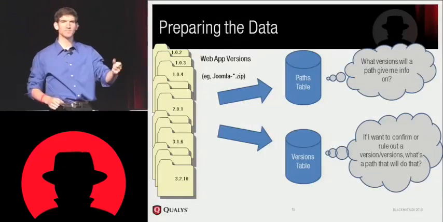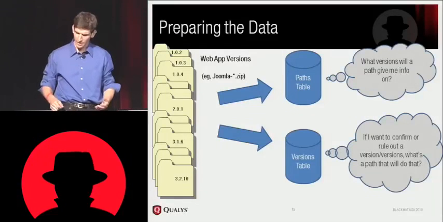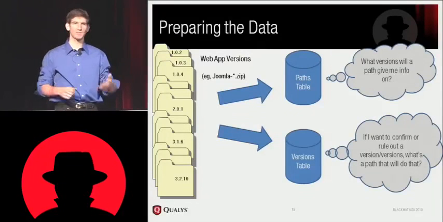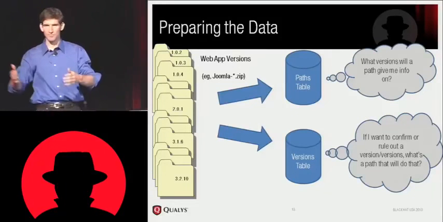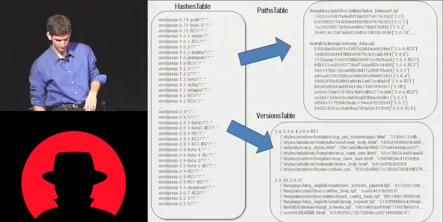We've done some fingerprinting. We've got it down to, we think it's version 3.1 or it's version 3.2. Hey, versions table, what's a file that can help break this tie? What's a file that will give me deeper information once I've got a small set of versions?